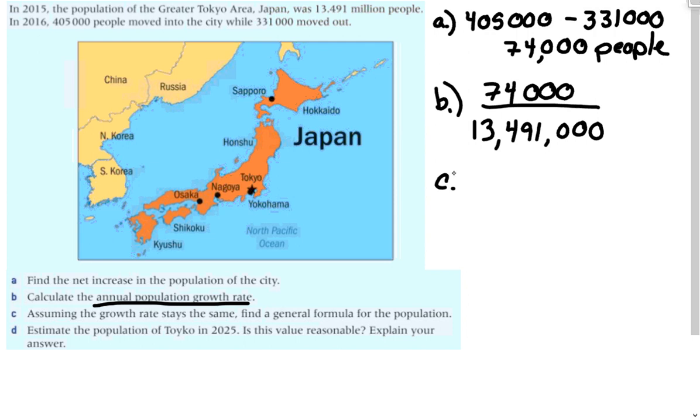So for my rate for this one, we end up having 0.00585. So we're going to round that to 3 significant figures. So that's my rate. Sometimes they'll ask you for the percent growth. So if they want the percent growth, just move that decimal place in 2 spots. So 0.549% growth.